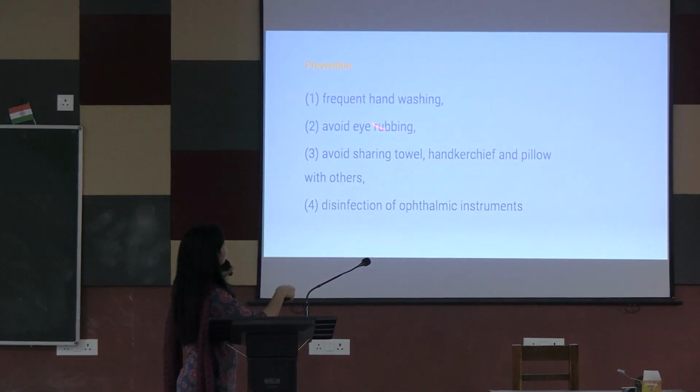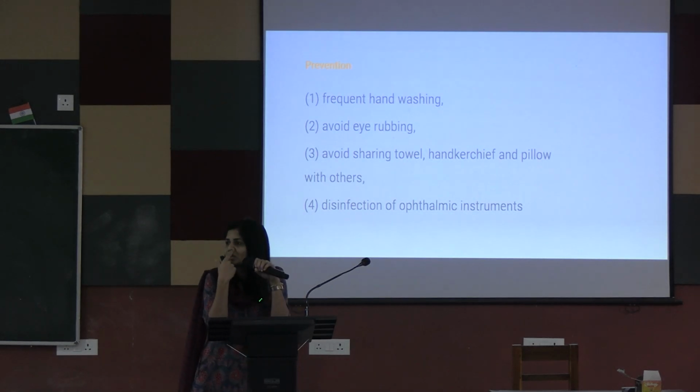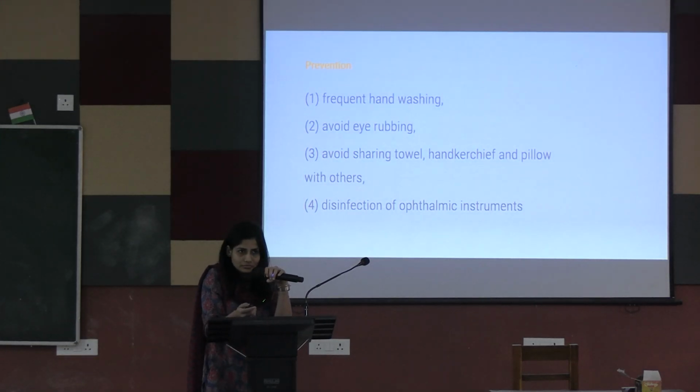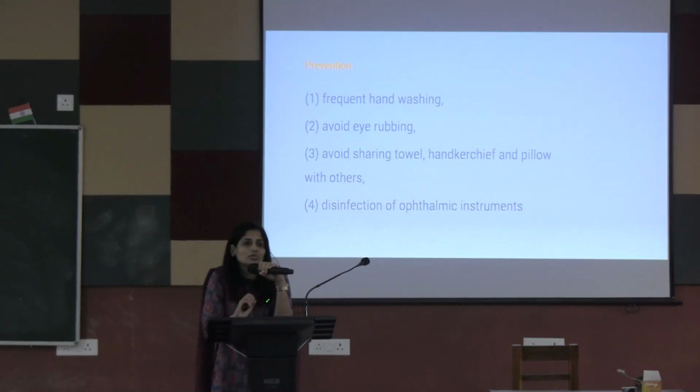What is the prevention? Frequent hand washing. Avoid eye rubbing. Avoid sharing of fomites and disinfection of ophthalmic instruments. What are the ophthalmic instruments? What ophthalmic instruments are people using? People are not using it, the doctors are using it, right? So whenever you visit an ophthalmologist, they should use sterile equipment on you.